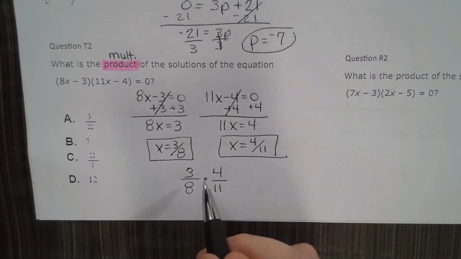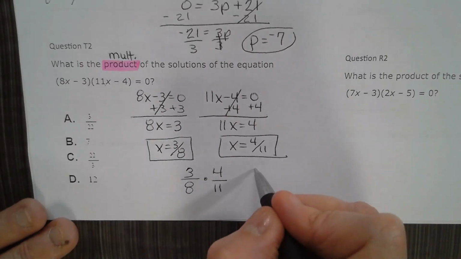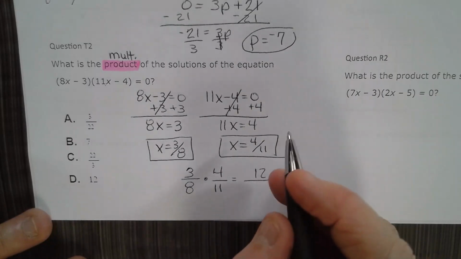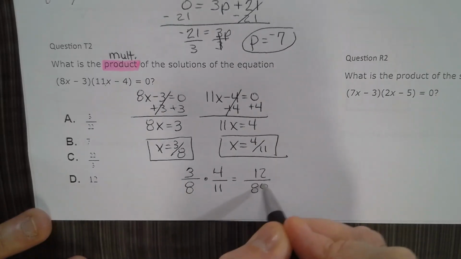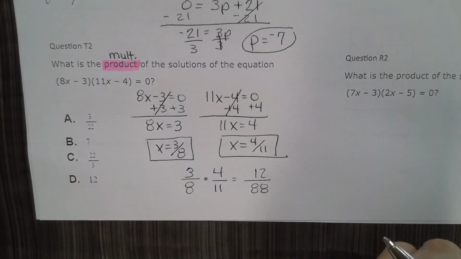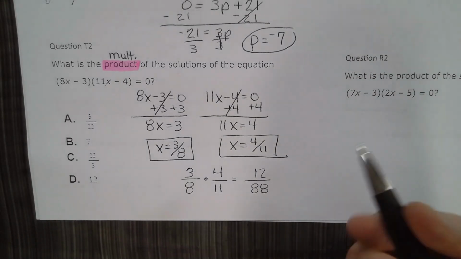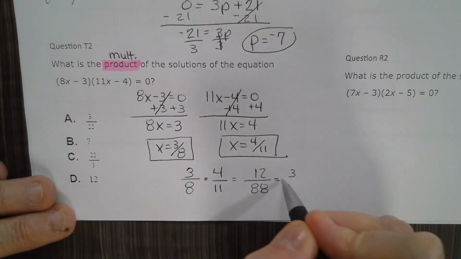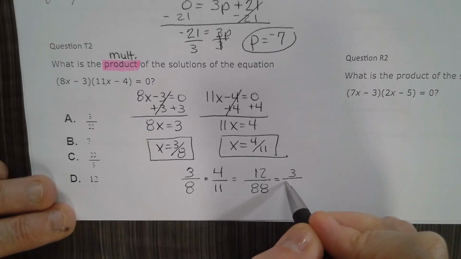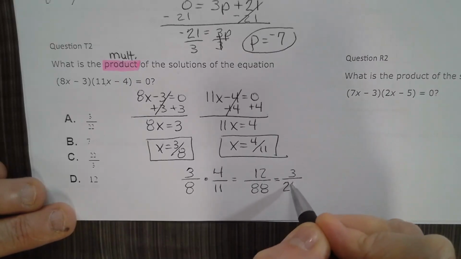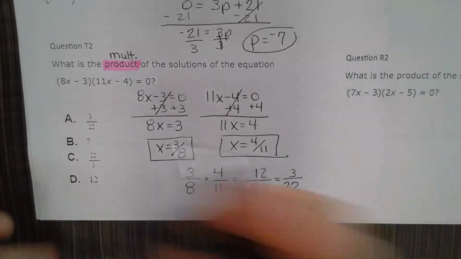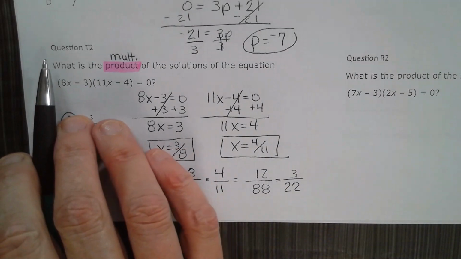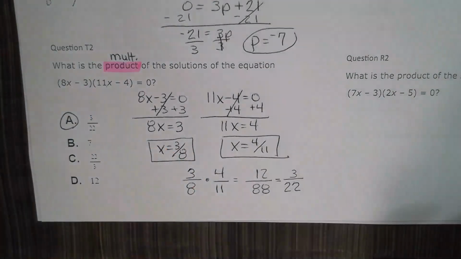4/11. And when we multiply, we just multiply across the top, and we multiply across the bottom, and then we reduce, and I believe 4 goes into that 3 times, and 4 goes into 88 22 times, so that is 3/22. All right, go ahead and draw me a flower next to question T2.